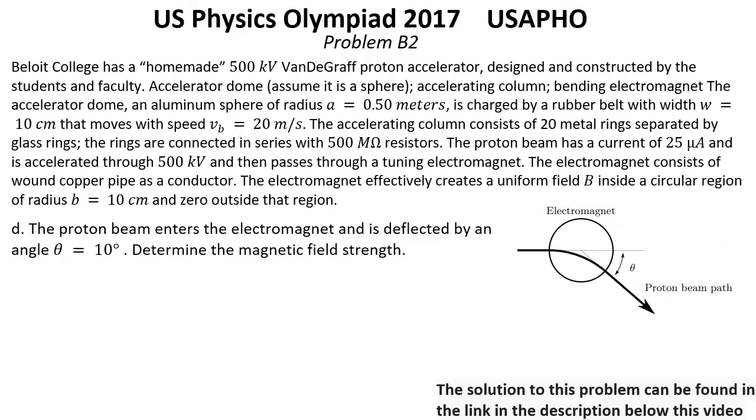Question D. The proton beam enters the electromagnet and is deflected by an angle theta equal 10 degrees. Determine the magnetic field strength.